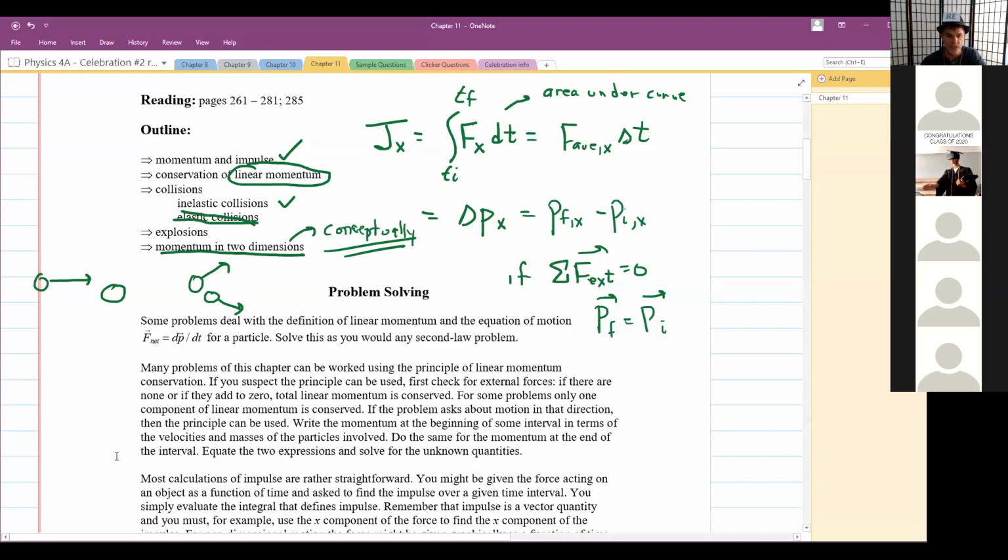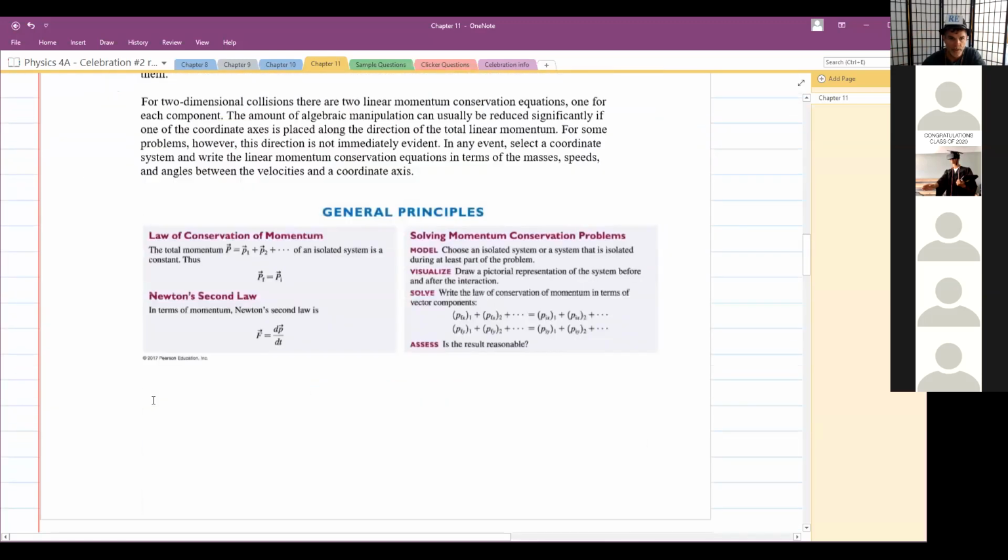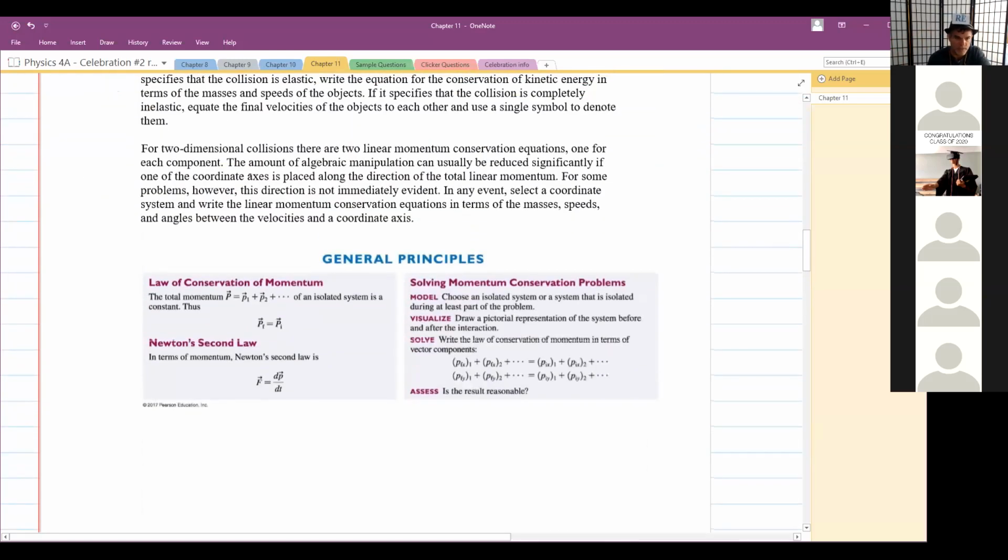So big things from this chapter 11 are total momentum of a system. Well, one, momentum we know is just mass times velocity.